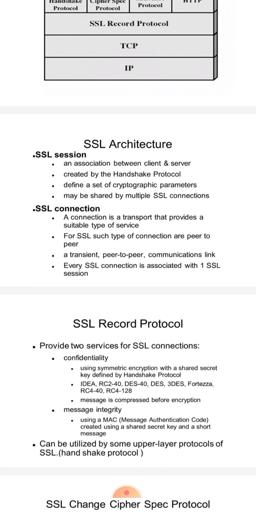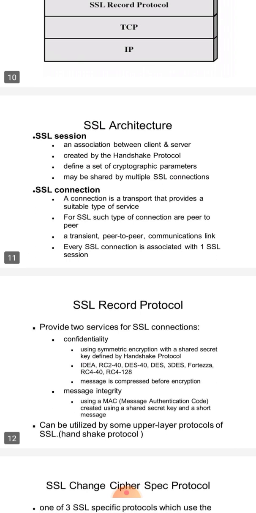And next one, the SSL record protocol. It provides confidentiality and message integrity. The confidentiality uses symmetric encryption with the shared secret key defined by the handshake protocol. Symmetric encryption means only the client and server use the same key. So that is called symmetric encryption, so the message will have confidentiality.